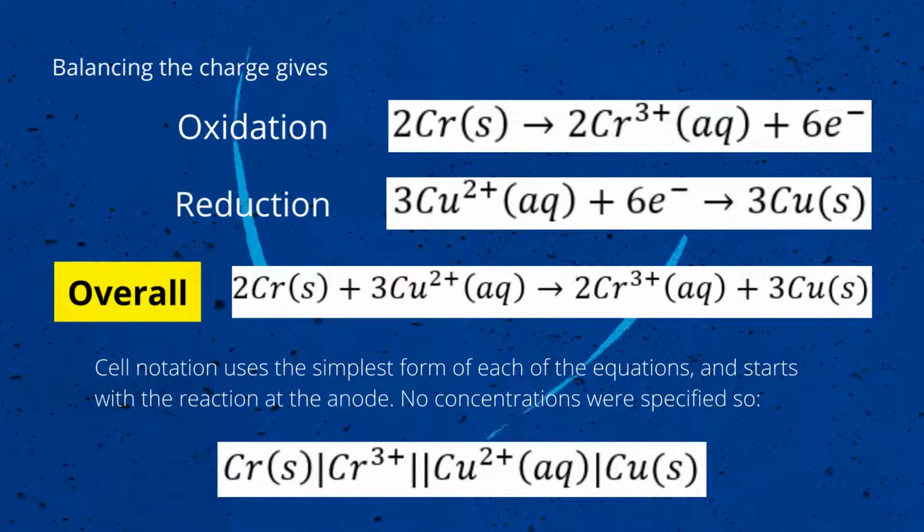Cell notation uses the simplest form of each of the equations and starts with the reaction at the anode. There were no concentrations specified. So, oxidation occurs at the anode and reduction at the cathode.